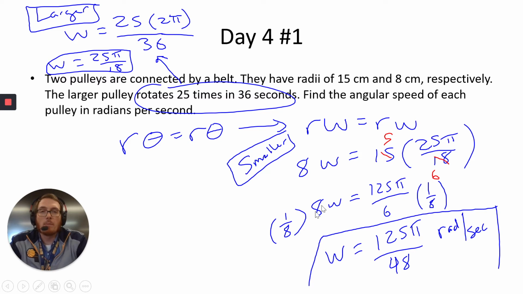I'm showing a little bit more work in how to solve for the other omega of the smaller pulley, but realize that you're really just going to multiply by a reciprocal on this left side, because the radius times omega should equal the other radius times omega. And I did some simplifying, some multiplying through, to find the answer. But realize it's the same idea as r theta equals r theta for the gears. It's just use omega instead. The key is still make sure you multiply by 2 pi for every revolution or rotation.